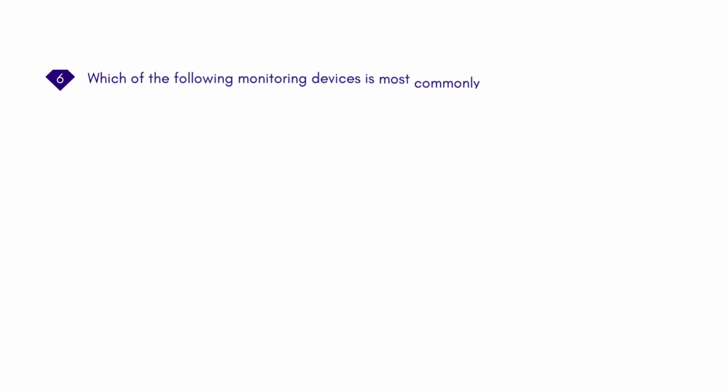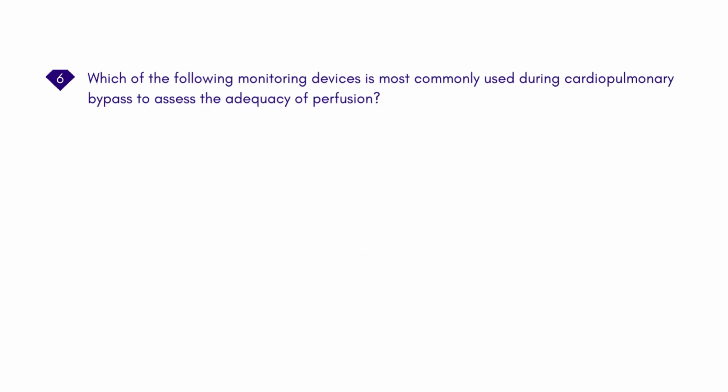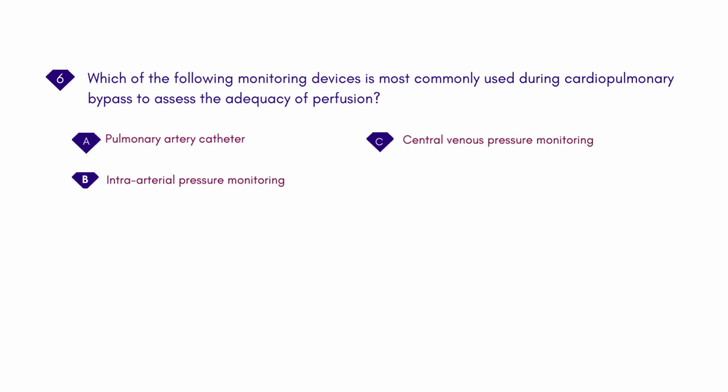Which of the following monitoring devices is most commonly used during cardiopulmonary bypass to assess the adequacy of perfusion? A. Pulmonary artery catheter. B. Intra-arterial pressure monitoring. C. Central venous pressure monitoring. D. Electrocardiogram (ECG). Answer: B. Intra-arterial pressure monitoring.